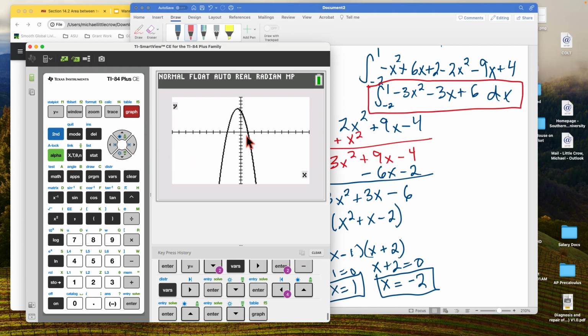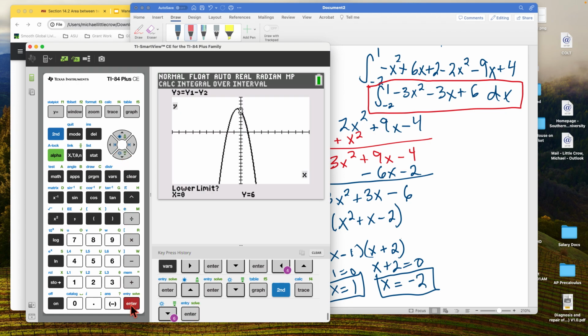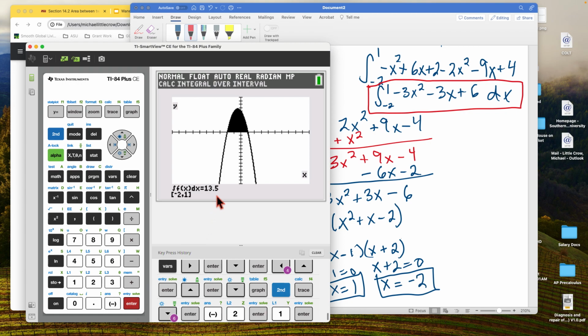And know it's going from negative 2 to 1. And now I go second calc. I'm going to actually have my calculator do the integration for me. Lower limit was negative 2. The upper limit was 1. And our answer should be 13.5. So now I've got something to shoot for. When I do it by hand, I know what I need to get.